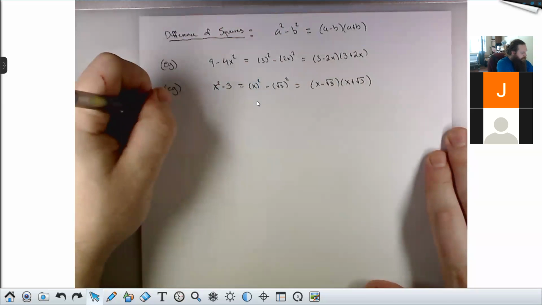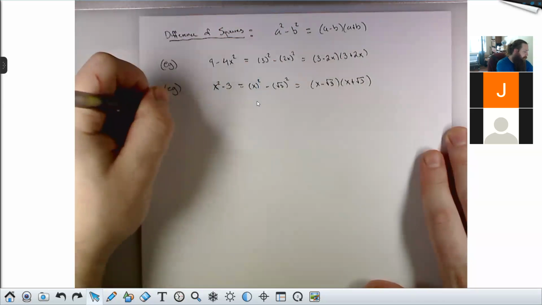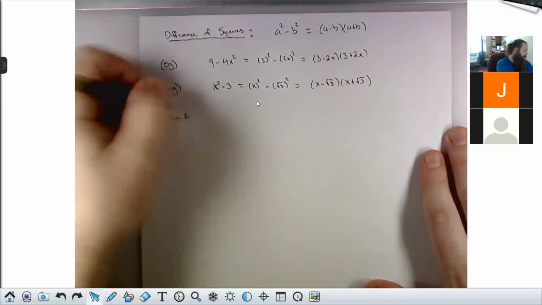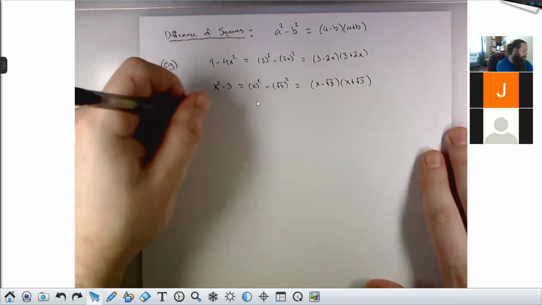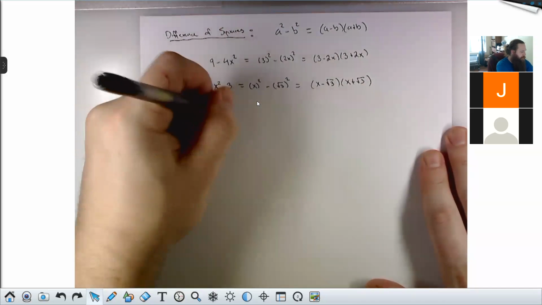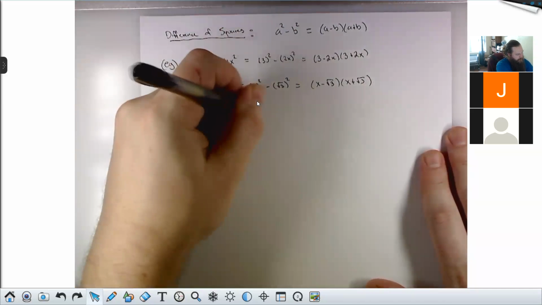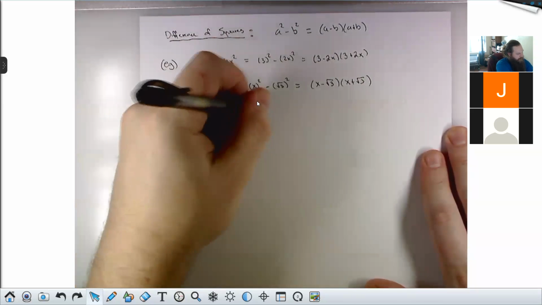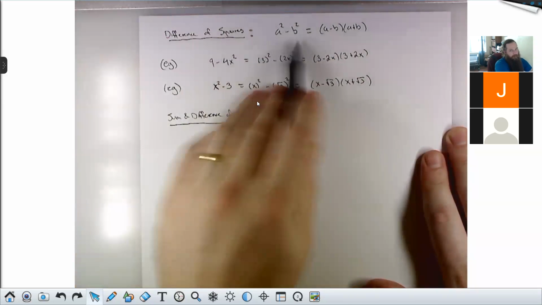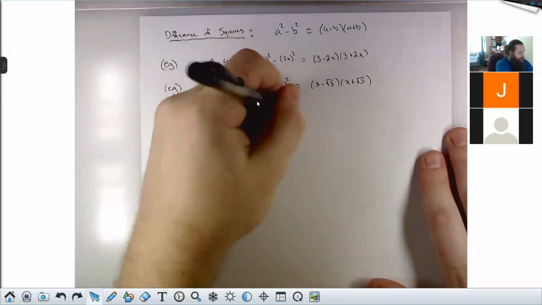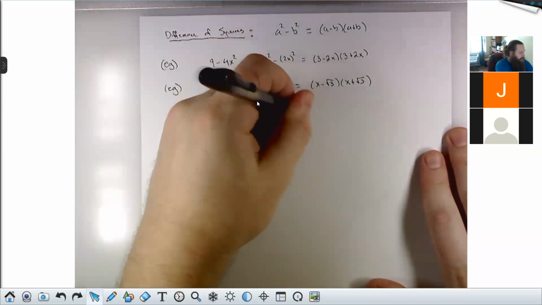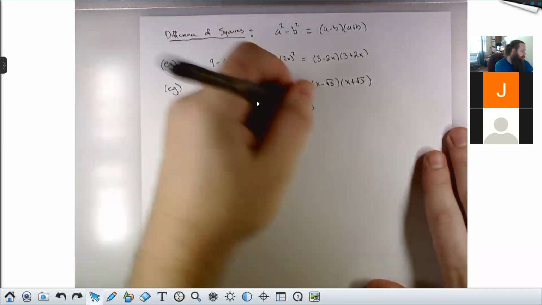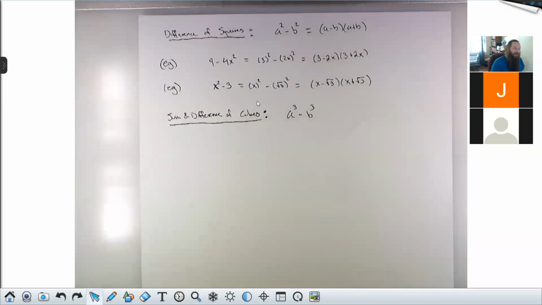Going along with this, there is something called a difference of sum and difference of cubes. And kind of how this one starts off as a squared minus b squared, your difference of cubes formula starts off as a cubed minus b cubed. And I'm gonna sneak the sum of cubes formula in here as a kind of color change. You'll see in a minute.